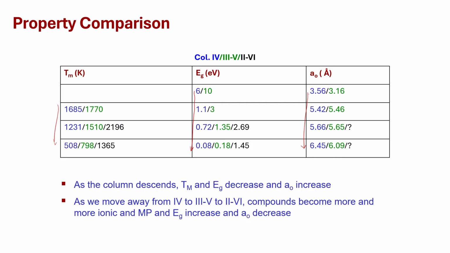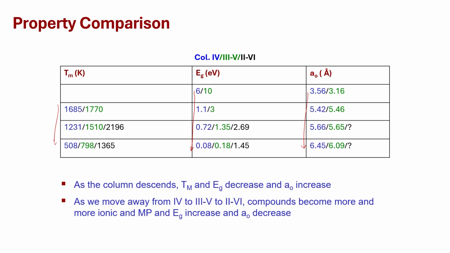And in comparison, if you go horizontally across the row from group 4 to 3,5 to 2,6, what we see is that your bonding becomes more and more ionic as compared to covalent. So, your ionic character increases, and ionic bonding is generally stronger than covalent bonding.